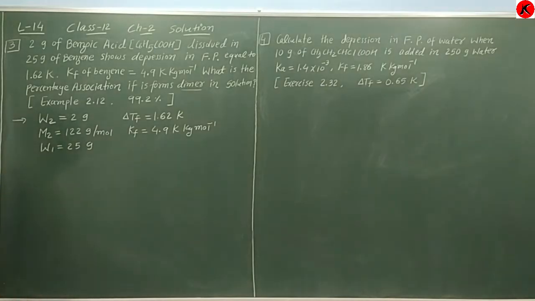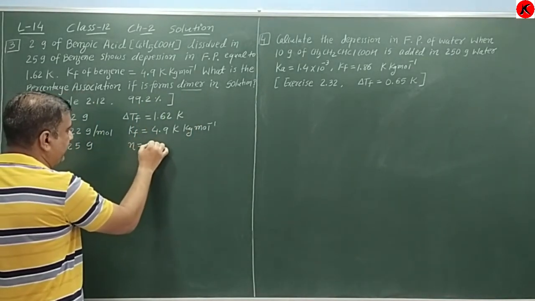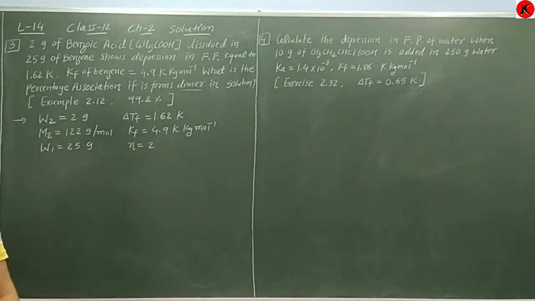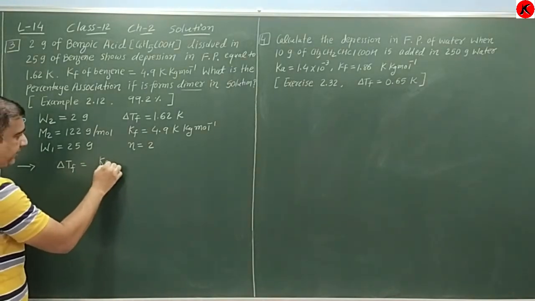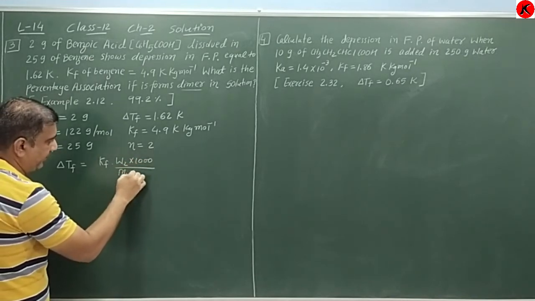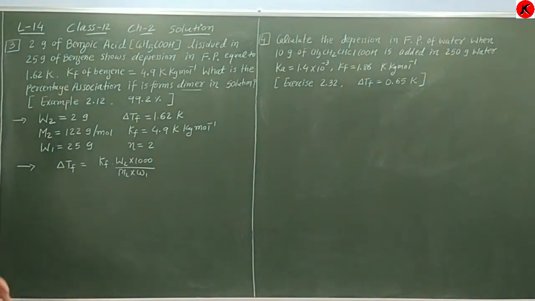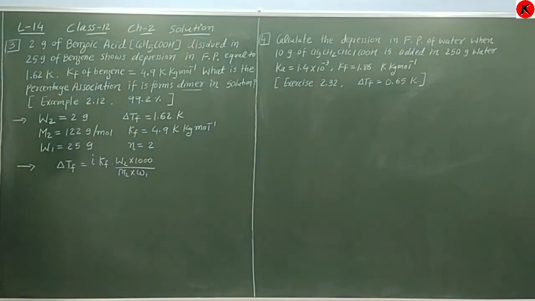Now all information is given. We have to calculate the percentage association. If it forms a dimer, that means the value of n equals 2. For a trimer, it would be 3. So the first target is to calculate i, the van't Hoff factor. Use this formula: delta Tf equals Kf into W2 into 1000 divided by M2 into W1. Now we have to calculate the van't Hoff factor, so multiply by i.